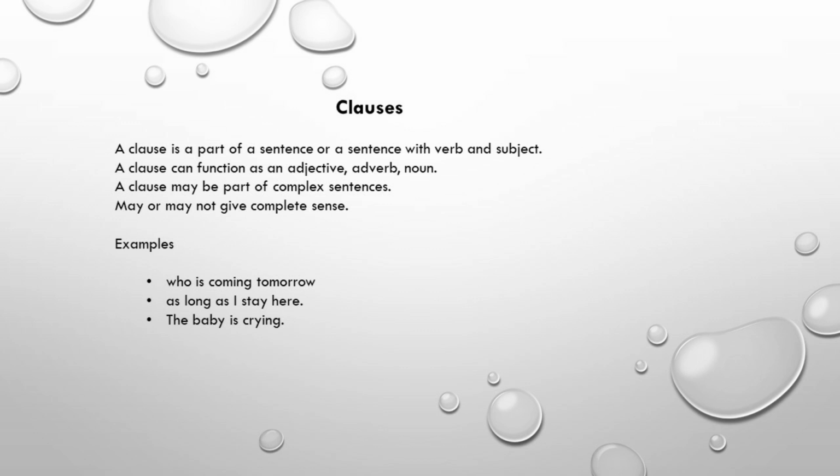In the first clause, who is coming tomorrow? This is an example of a clause and the reason is it has a subject and a verb. The subject is who and the verb is. And in the situation this is not giving a complete sense. முழுமையான meaning தரல. Second example பாருங்க.